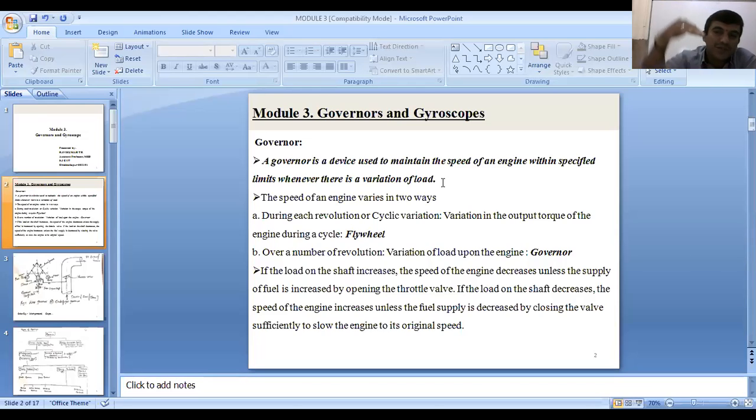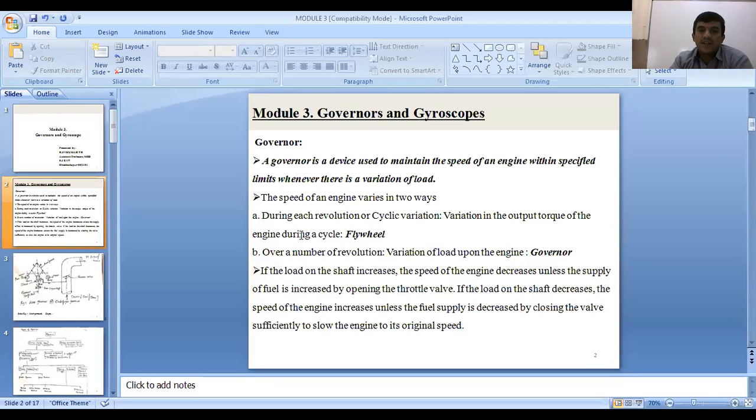Suppose the road surface is in a downward condition. Then we will not accelerate; we will decelerate because my load decreases. But I want to maintain the engine speed and vehicle speed constant, so we decelerate, which means we close the throttle valve and the amount of fuel supplied to the engine is less. Our intention is to maintain the engine or vehicle speed within our limits whenever the load varies. That device is called a governor.